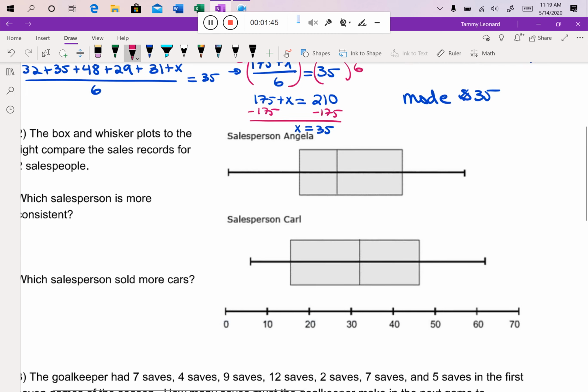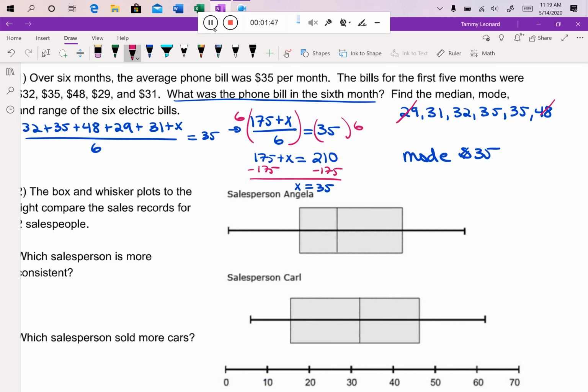To find the median, we need to cross numbers off from the top and the bottom. That leaves 2 numbers in the middle. So we add them up and divide by 2. Well, to find the median, 32 plus 35 is 67, and 67 divided by 2 is $33.50. So that's the median cost of the bill.